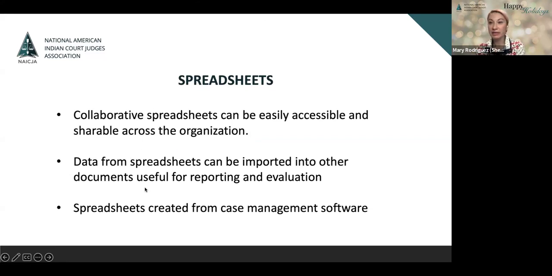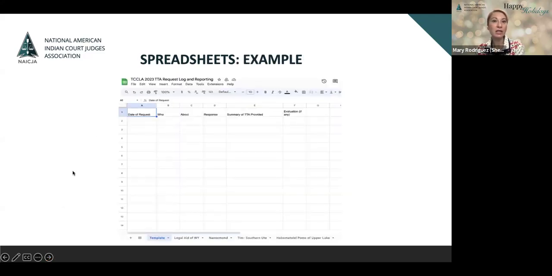And they can be created from case management software. I know a lot of folks use similar case management software, but it does create a data resource spot where multiple people could be accessing it and sharing it.